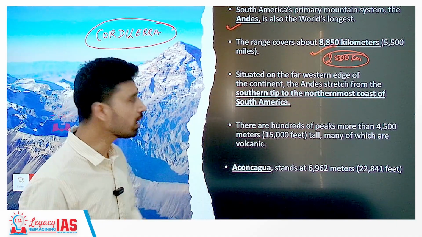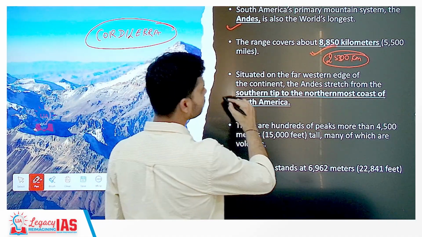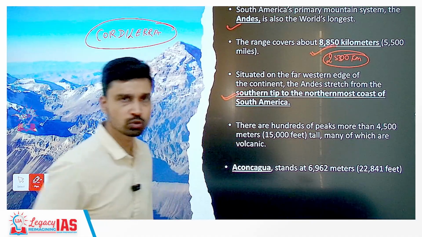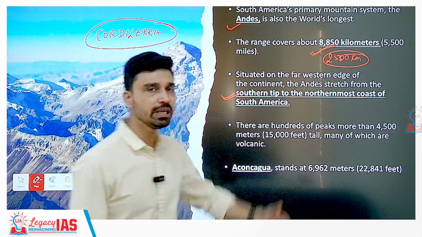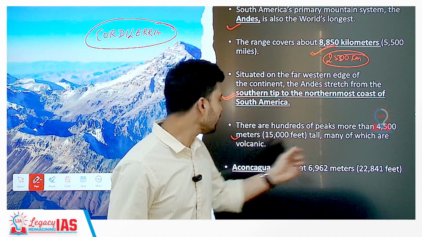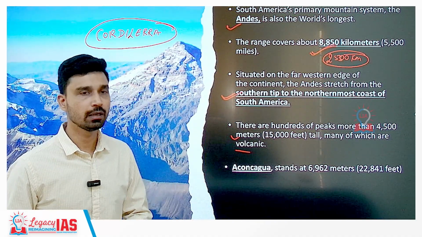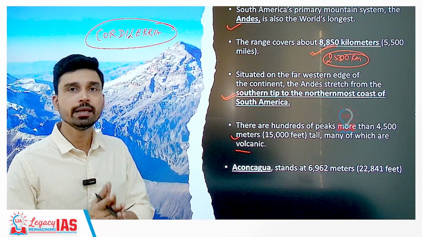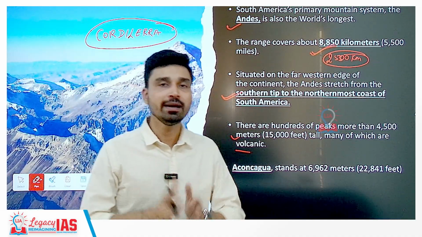Situated on the far western edge of the continent, the Andes stretch from the southern tip to the northernmost coast of South America, and there are hundreds of peaks higher than 4,500 meters, many of which are volcanic. Now, why are the peaks here volcanic? It has to do with how the Andes mountains formed.